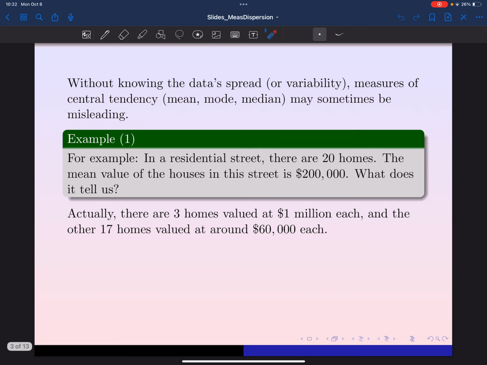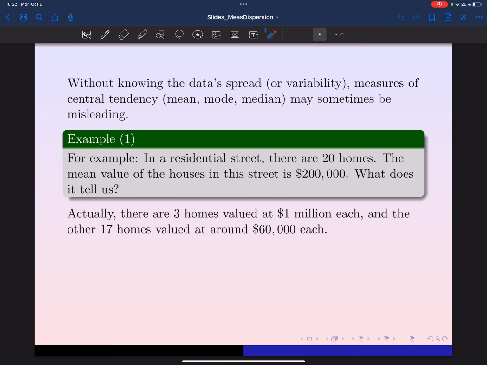Without knowing data spread or how it varies, measures of central tendency, mean, mode, and median, may sometimes be misleading. For example, in a residential street, there are 20 homes. The mean value of the homes in that street is $200,000. What does that tell us?